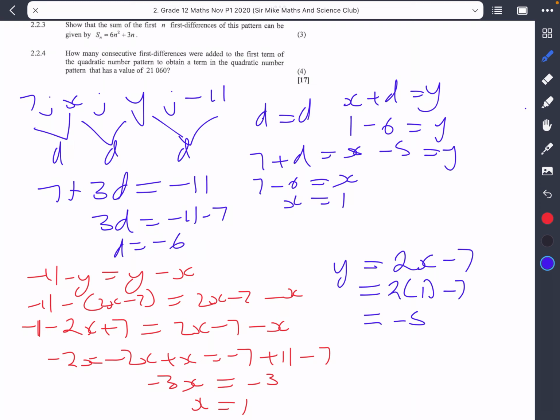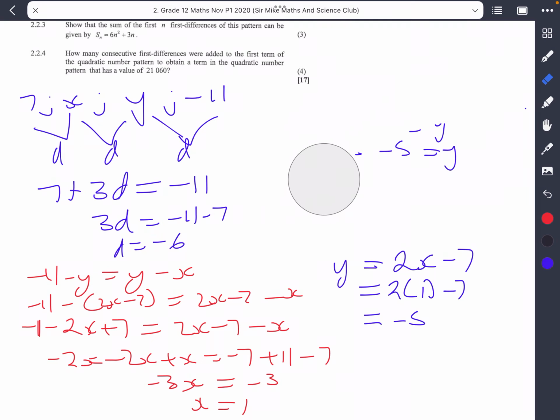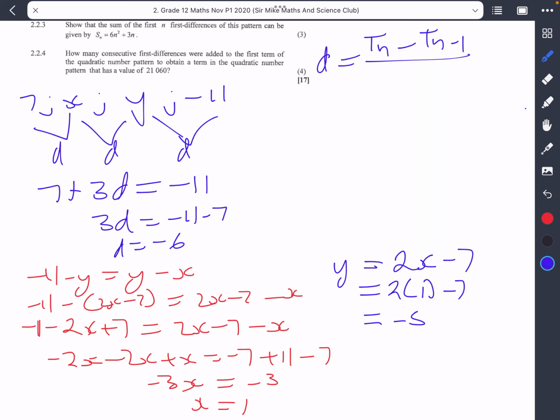Now the other way you could have done this, again there were many ways, ladies and gentlemen, I'm just going to show you this formula that I came up with when I was bored. That formula calculates the difference. So d would be equal to t_n minus t_1, the corresponding terms, all divided by n minus 1.